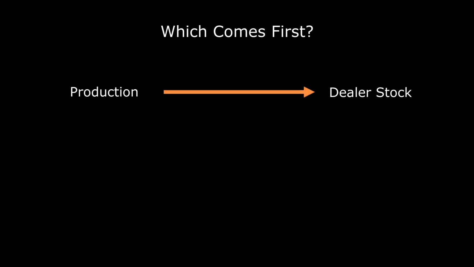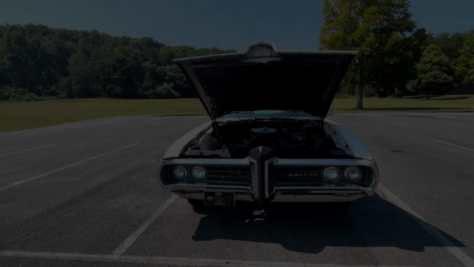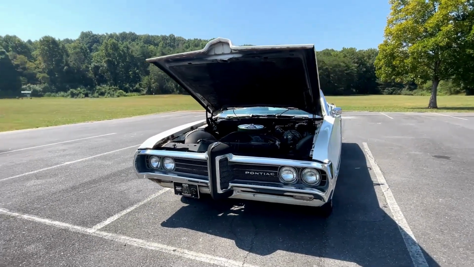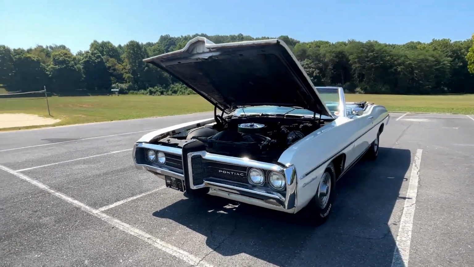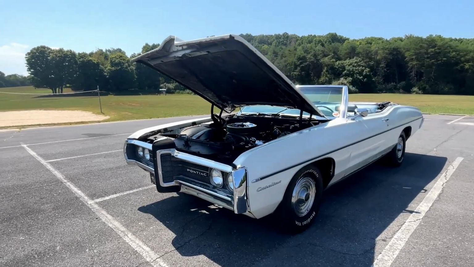This, however, is a which comes first situation. Do we start in production assuming that the car was produced and shipped to dealer stock? Or do we start at the dealer, assuming the customer requested a given set of options for their vehicle? We will discuss both using a 1969 Pontiac Catalina convertible.